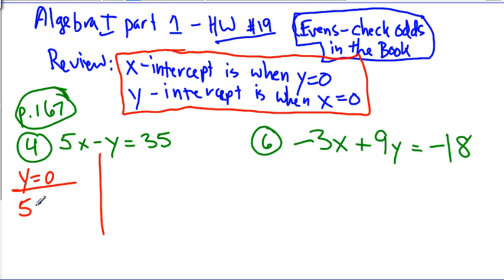I get 5x minus 0 equals 35. Divide both sides by 5. 5 divided by 5 is 1. X equals 7. So there's our answer.